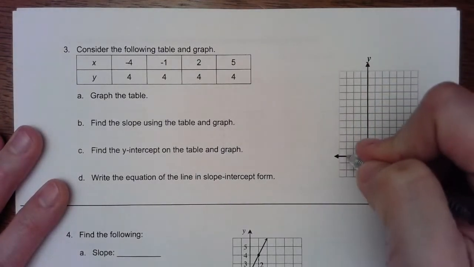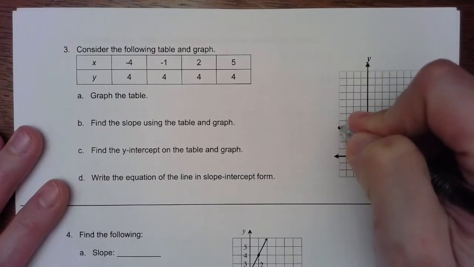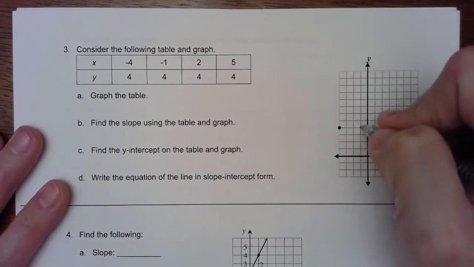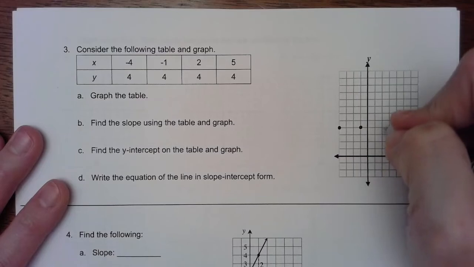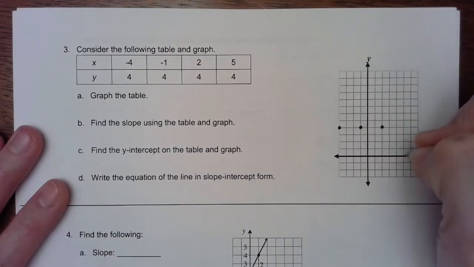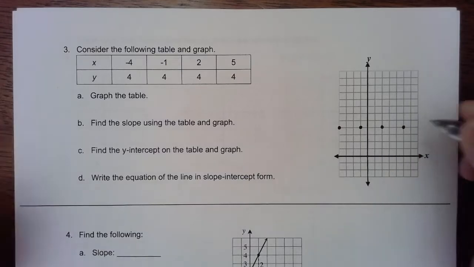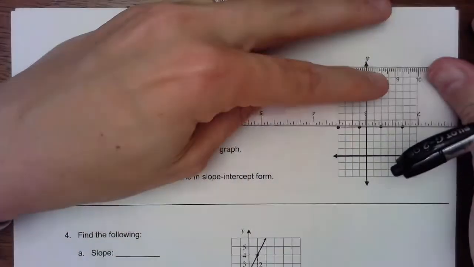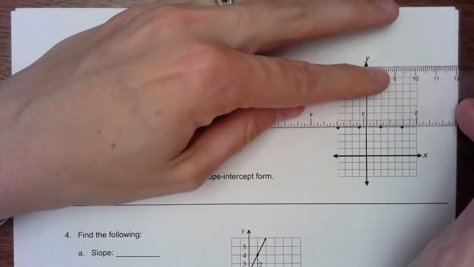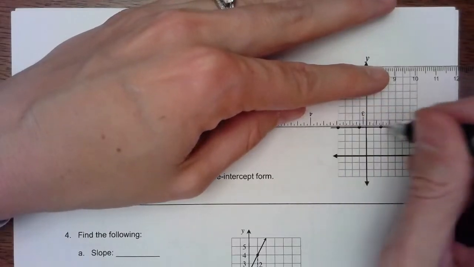Let's see, negative 4 goes with positive 4, and then negative 1 goes with positive 4, and then 2 goes with positive 4, and then 5 goes with positive 4. So I'm going to start by graphing the table, and then remember, you can use the edge of your ID card or just something that'll help you make a straight line.